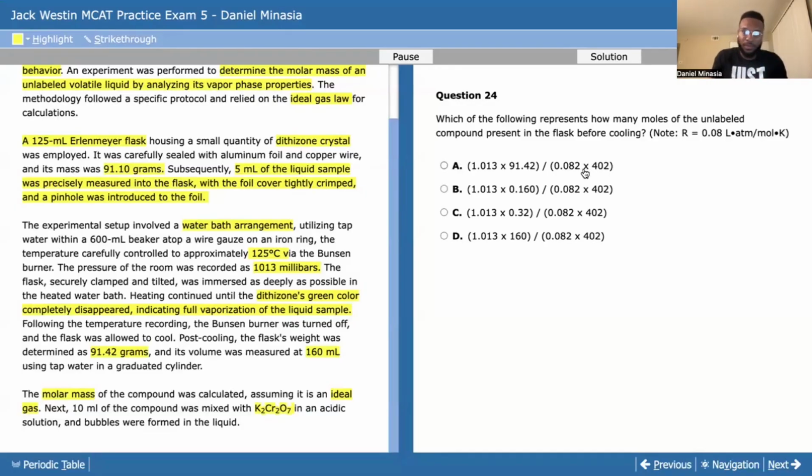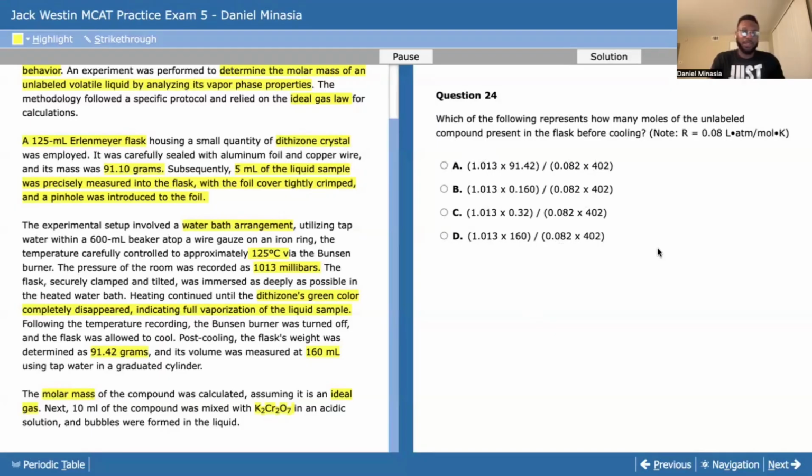So at first, this question looks extremely daunting, but it's really not. So look at the options. What is really different about these options when comparing them to each other? So we see 402 is the same, we see 0.082 is the same, and we see 1.013 is the same. So it's very straightforward.